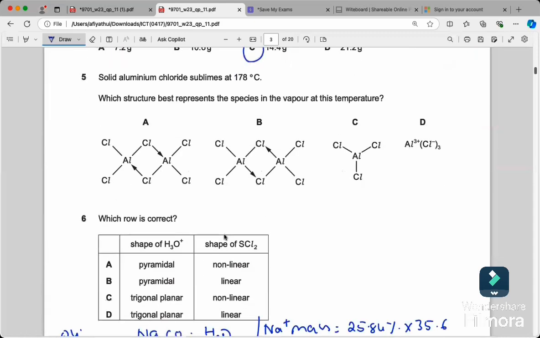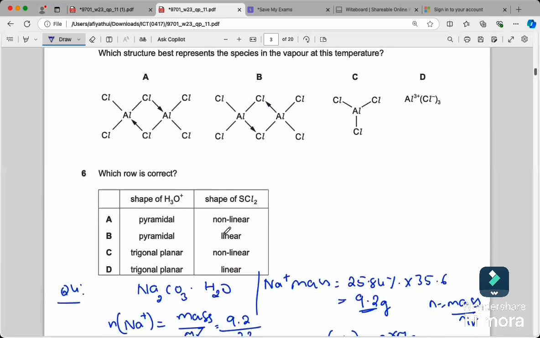Solid aluminium chloride sublimes at 178 degrees Celsius. Which structure best represents the species in the vapor at this temperature? Okay. So if you look at this, aluminium chloride will form Al2Cl6, sorry. So you can see that aluminium charge is plus 3 and the Cl is minus 1. So when aluminium makes 1, 2, 3 bonds, and this aluminium will make 1, 2, 3 bonds.